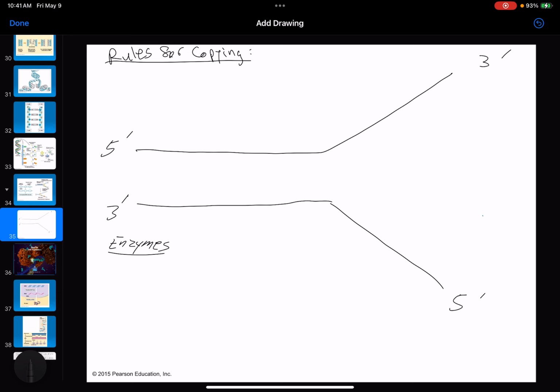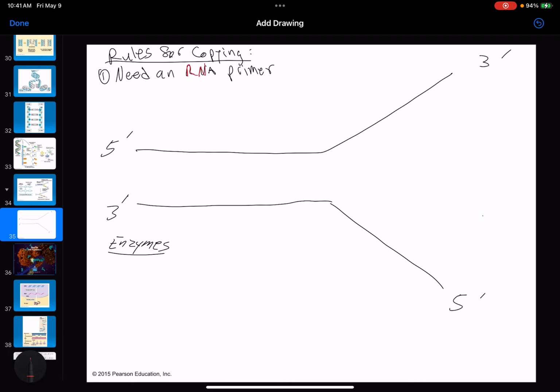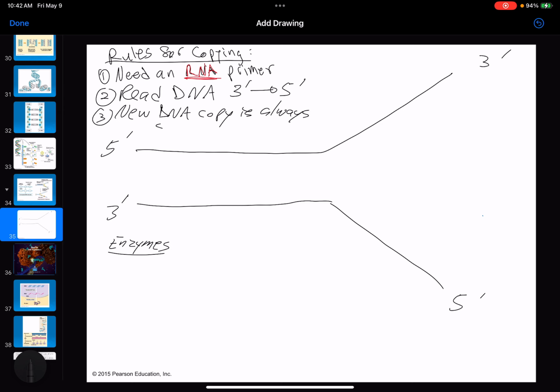There are 3 rules that you want to know. 1, you need an RNA primer to get started. You'll see what this means in a second. Think primers as in paint. Let's make that RNA in red. Second rule. We always read DNA, always, always, always, 3' towards 5'. Rule number 3. The new DNA copy is always 5' to 3'. Those are the rules.